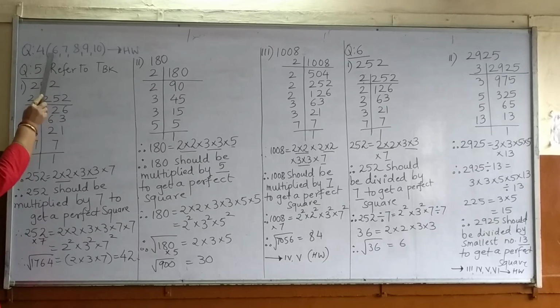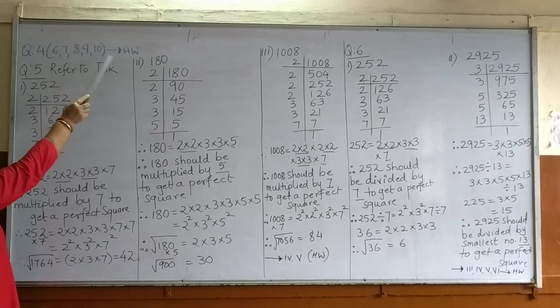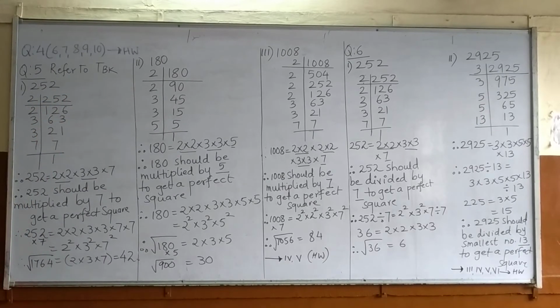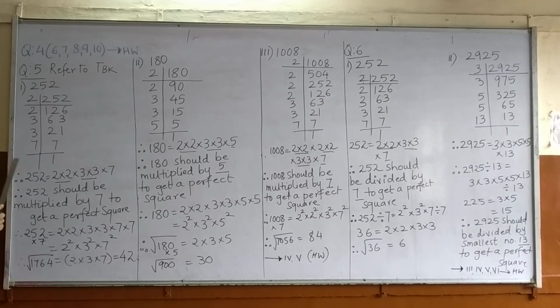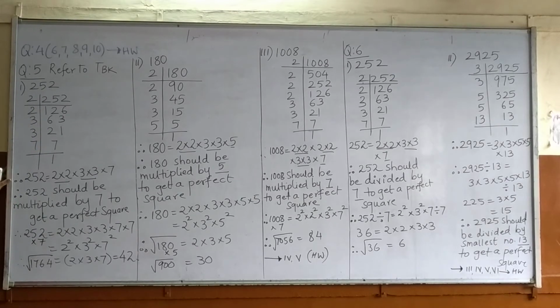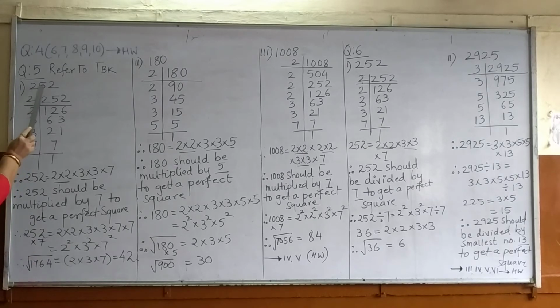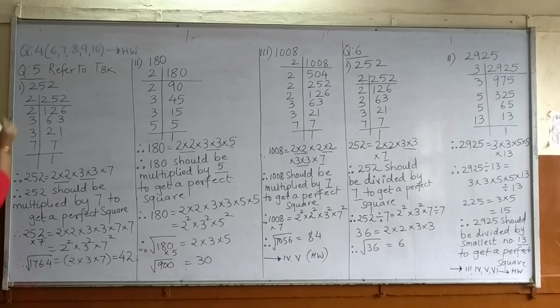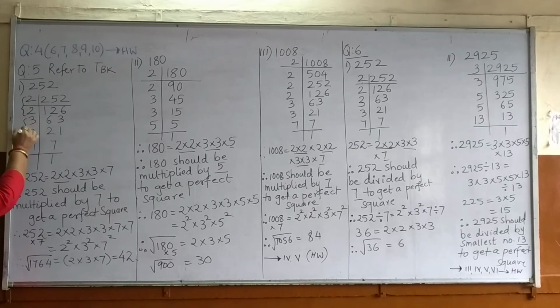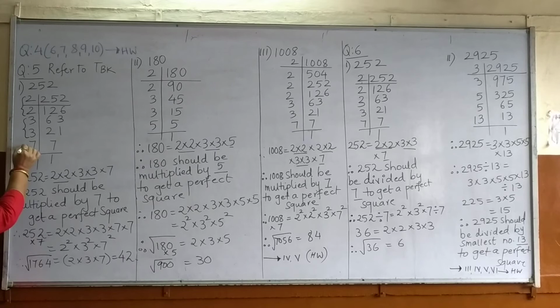Question number 4, 6, 7, 8, 9, 10 is homework. Okay? Now, question number 5. Please refer to the textbook. Read the question. It says that by which number 252 should be multiplied to get a perfect square? Let us start. First, we factorize 252. So, we get the first pair complete, second is complete, and third one you see it is unpaired.